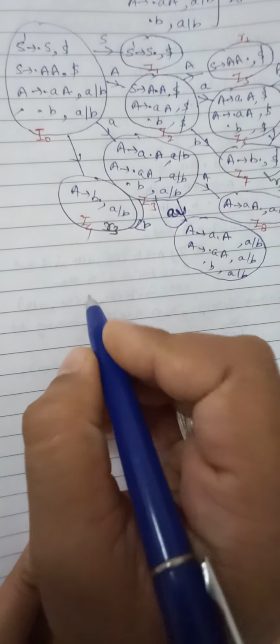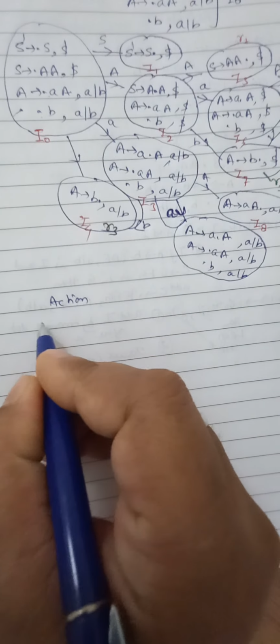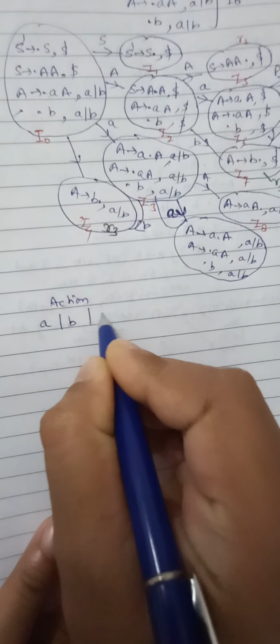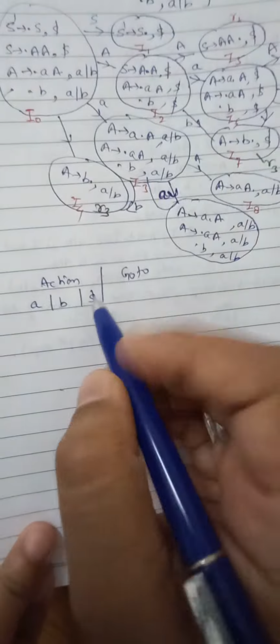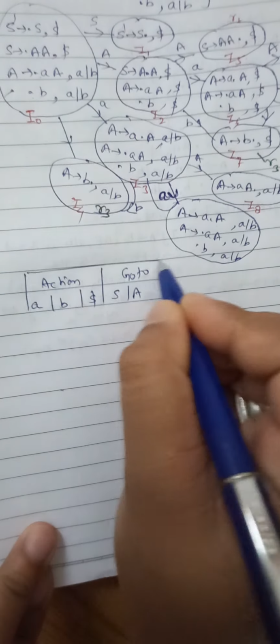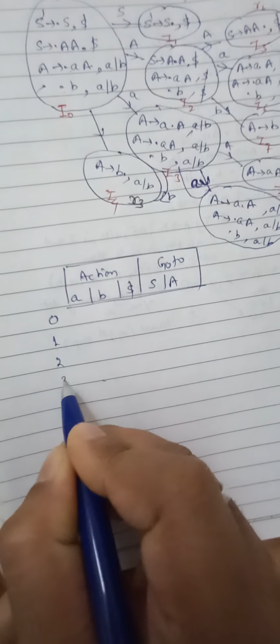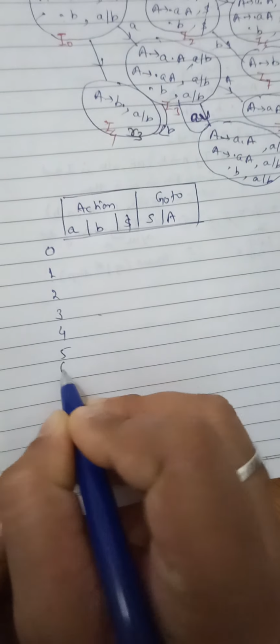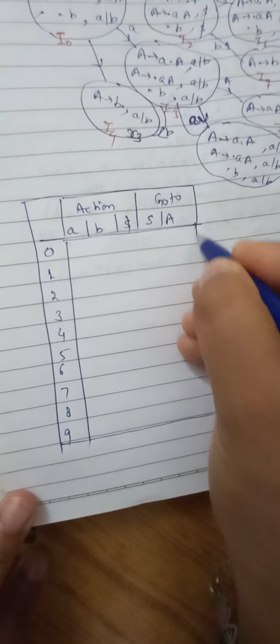So accordingly we will make the table. We will start from here, with the action and goto parts. In action we have A, B and dollar, and in the goto part we have the variables S and A, so we'll write S and A. And here we will write the number of states, so we'll start from 0, 1, 2, 3, 4, 5, 6, 7, 8, 9. Now we will see accordingly.